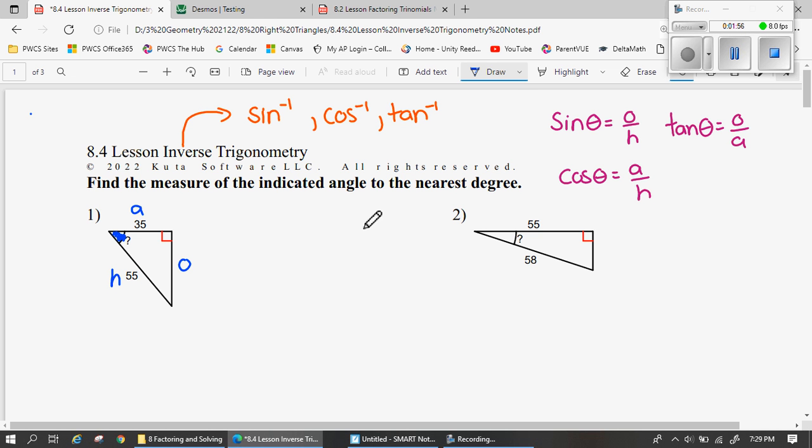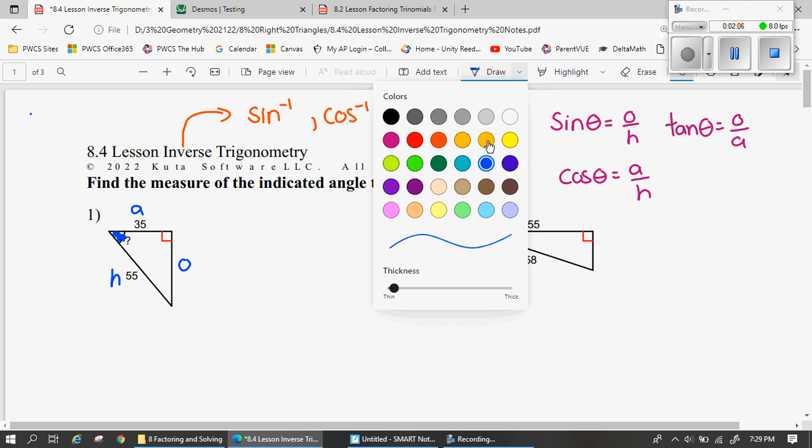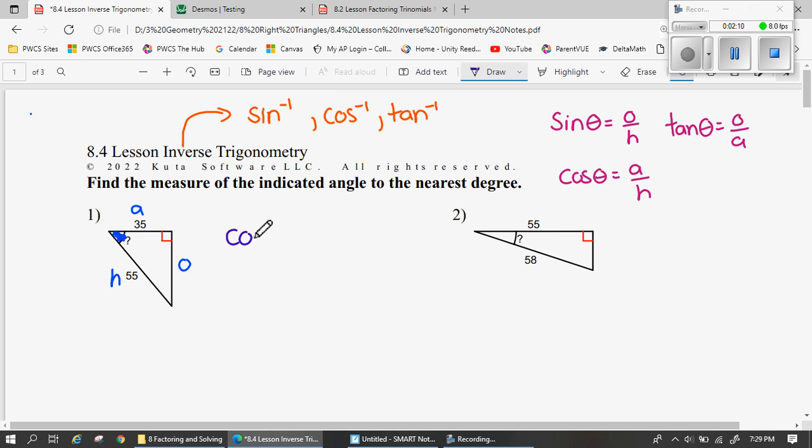And so last time we looked at what we knew, and we tried to pick the appropriate function. So right now I have labeled the adjacent and the hypotenuse. That tells me I'm using cosine. So I'm going to set up a cosine problem. We always put the angle next to the function. In this case, my angle is question mark. I'll put that in parentheses. And that's equal to my adjacent side, 35, over my hypotenuse, 55.